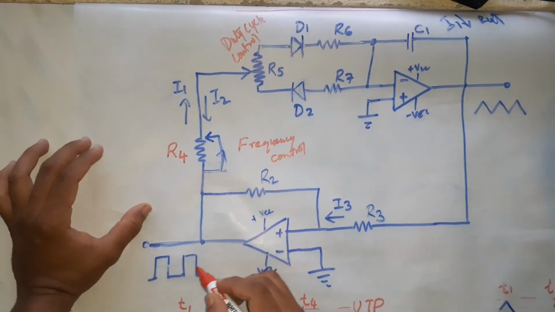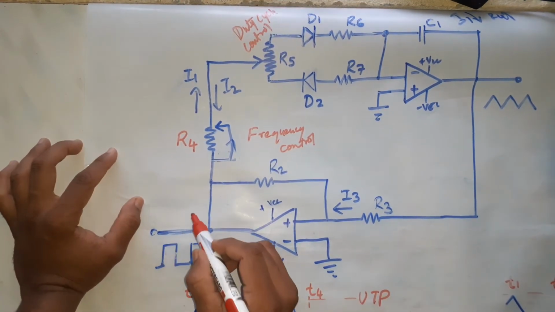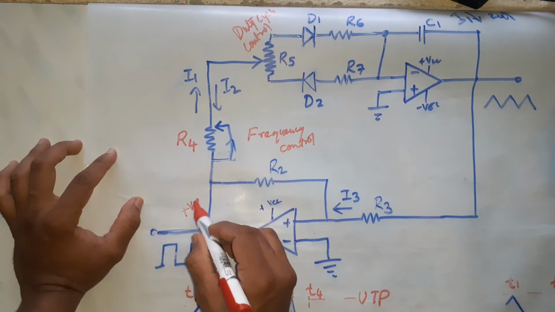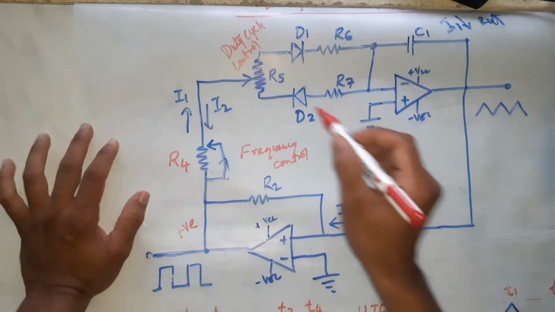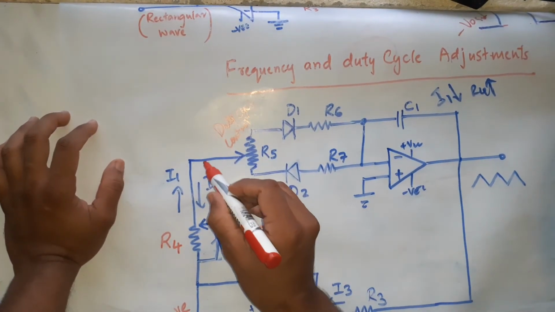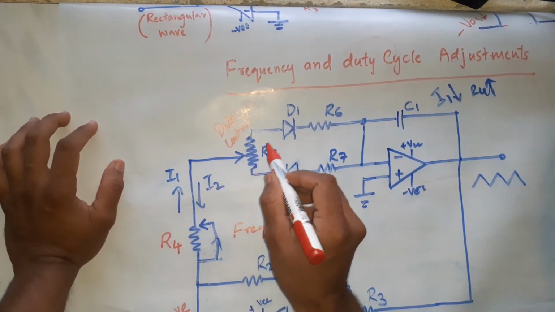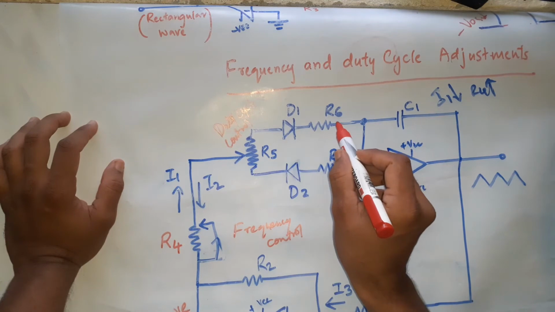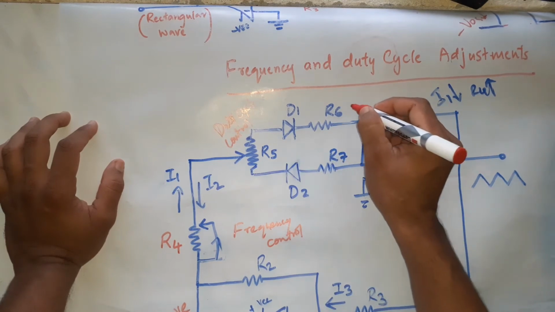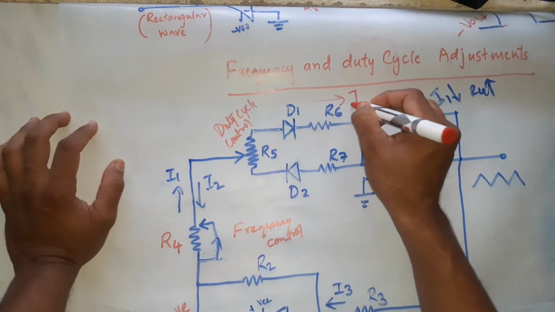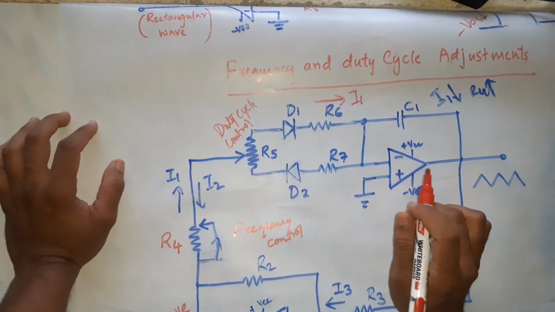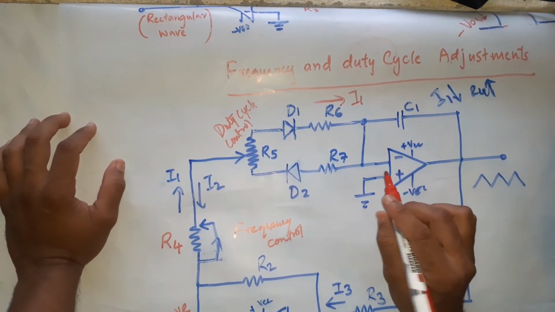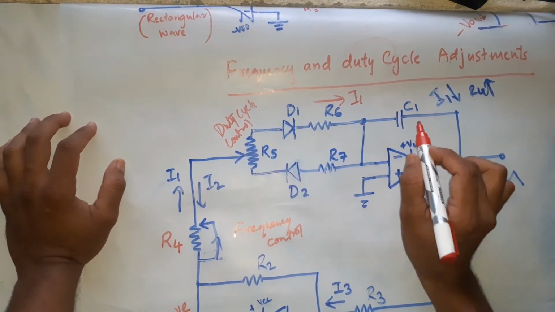When Schmitt trigger is at positive voltage, this positive voltage will drive a current I1. How does the current I1 flow? Current I1 flows through resistor R5, diode D1, R6, isn't it? So I can say this is the path for I1, like this, right? So this will charge your capacitor C1.